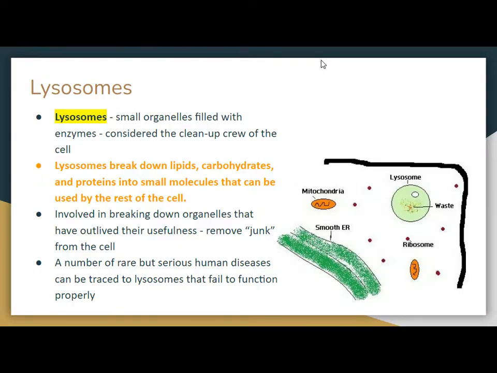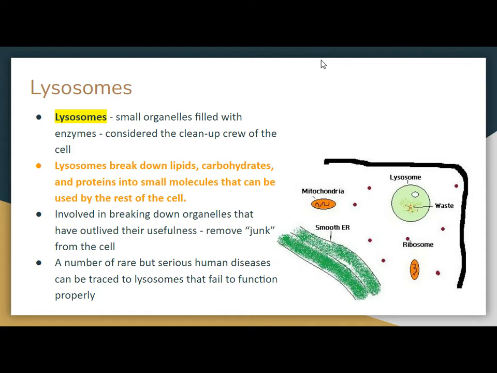This one in specific is called a lysosome, so it is another small vacuole, and it is filled with enzymes that are there to break down stuff. This is our cleanup crew, kind of like the janitors of the factory. So they break down lipids, carbohydrates, proteins back into small molecules that can be redistributed throughout the cell and reused.